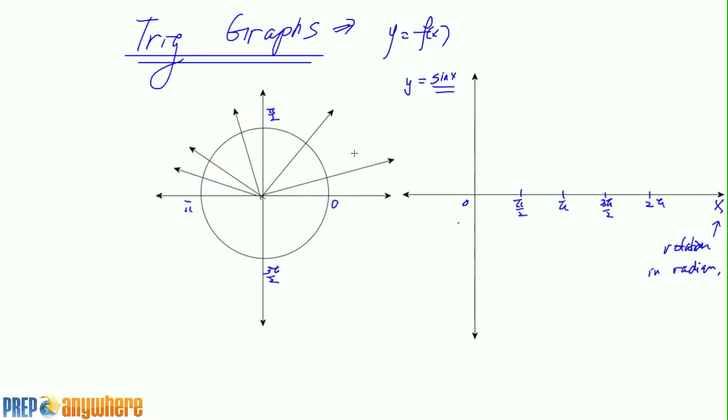Okay. So look, here's pi over 2. At pi over 2, what's the height? Clearly 1. And you can see that would actually have to be the maximum. 1. Right? Pi over 2.